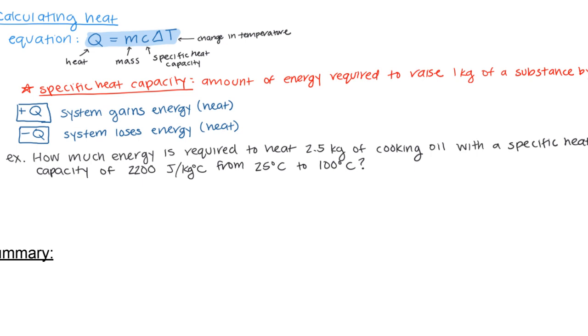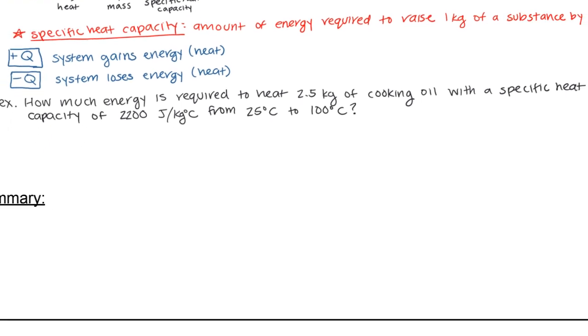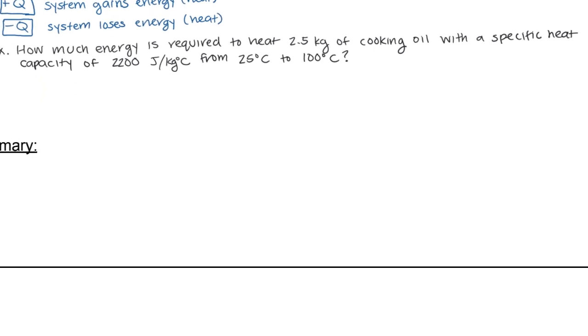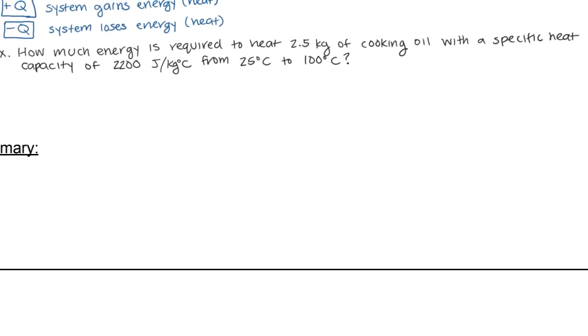In contrast, when we see a negative Q value, a negative number for heat, it means that that object or substance is losing energy. It's losing that thermal energy or heat. So we will run through an example here so we can see this in action.